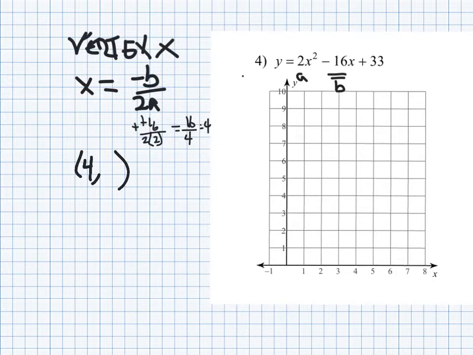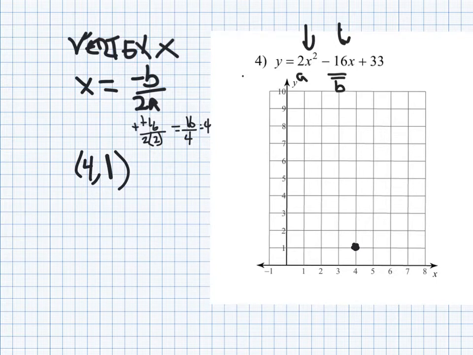Again, so how are we going to find the y? Plug it in. So plug 4 into all the x's up here. So when I do that, 2 times 4 squared, it would be 16. So 2 times 16 is 32, minus 16 times 4, which is 64. So we're going to be a negative 32. And if we add 33, we're going to get 1. So I believe my vertex is at 4, 1. So over 4, up 1, there's my vertex right there.